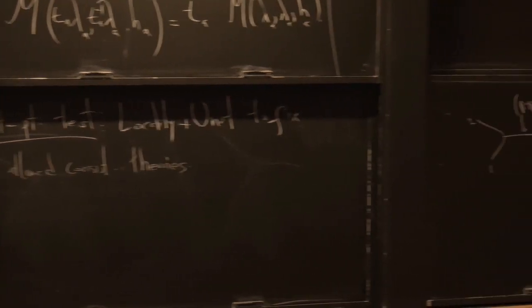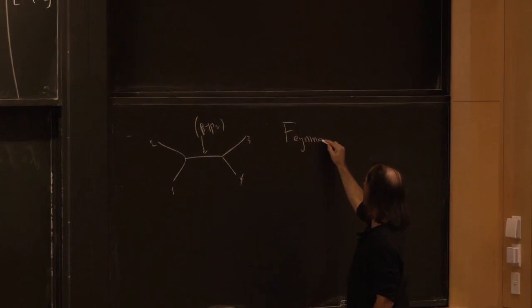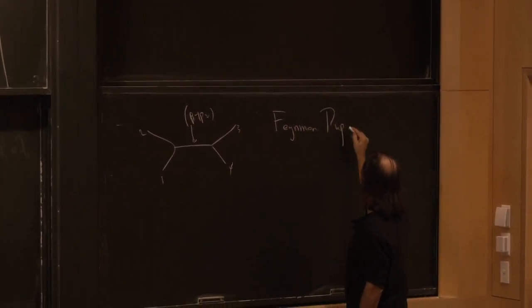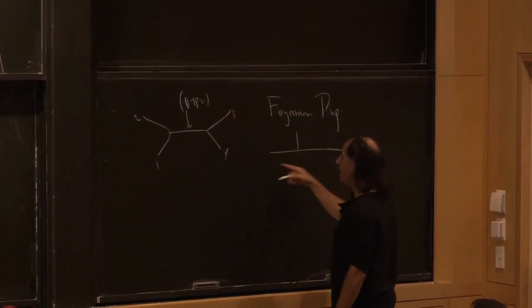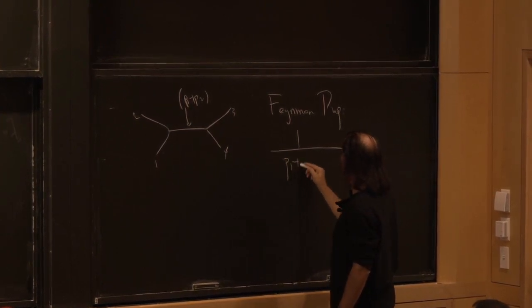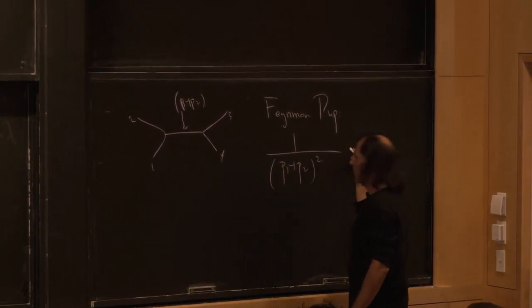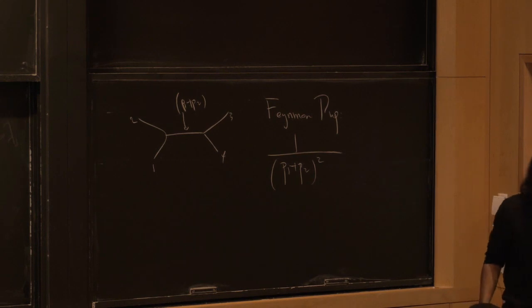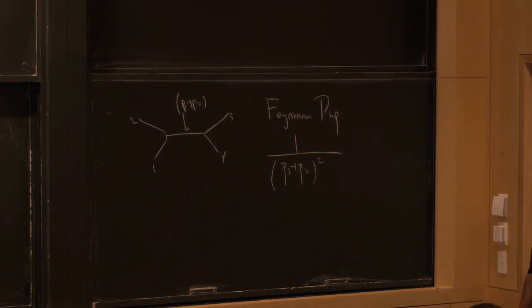And Feynman tells you there's a Feynman propagator, and you would write down, associated with this diagram, a factor 1 over (P1 plus P2) squared. In fact, that would just be the full answer for this particular Feynman diagram.